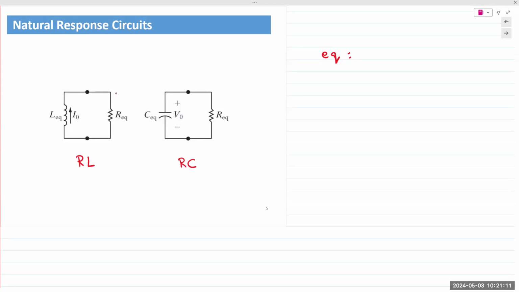Single energy storage device circuits would require a first order differential equation. And because it's a first order differential equation, we refer to these as first order circuits. So one energy storage device. Okay, so EQ is just you reduce, not physically, but electrically reduce to one component.